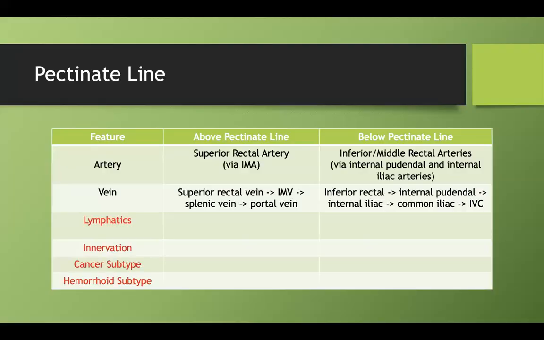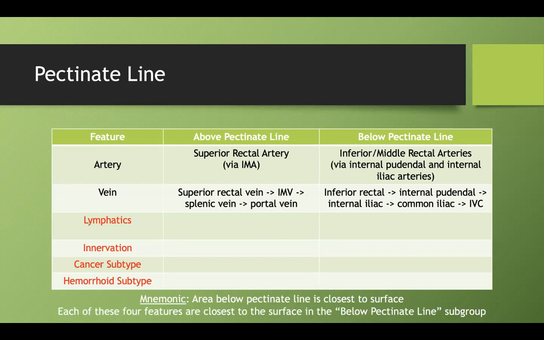Now for these next four features of the pectinate line, it's a little bit easier to remember with this mnemonic. The mnemonic that I think about when I go through this is that when you consider the area that's below the pectinate line, such as your lower anal canal, that area is closest to the surface. It's closest to the outlet. And so when I think about the lymphatics, the innervation, the cancer subtype, and the type of hemorrhoid, when I'm thinking about which is which, I always think about which of the named features sounds closest to the surface.